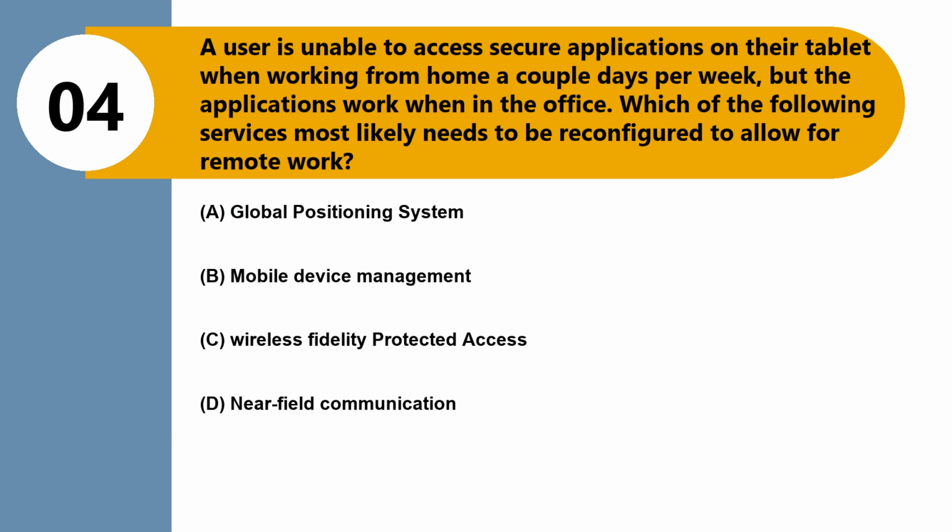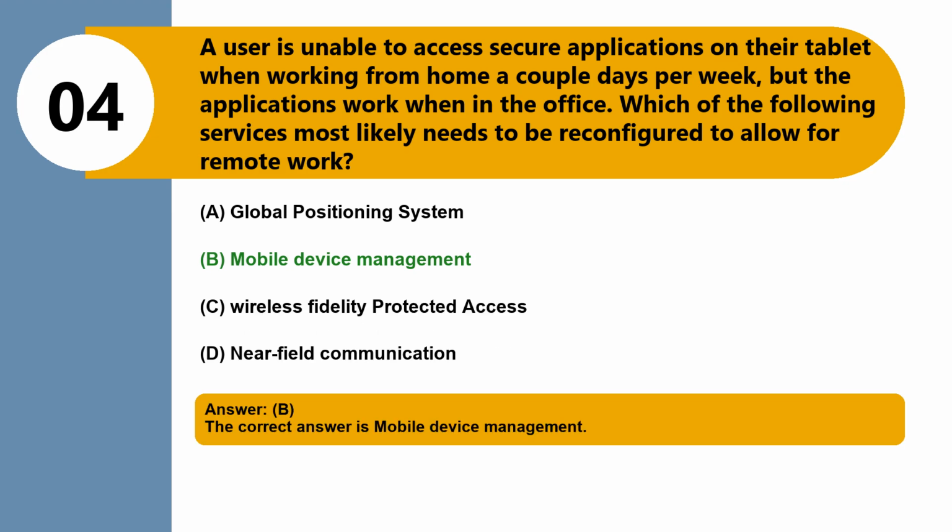Question 4. A user is unable to access secure applications on their tablet when working from home a couple days per week, but the applications work when in the office. Which of the following services most likely needs to be reconfigured to allow for remote work? Option A, Global Positioning System. Option B, Mobile Device Management. Option C, Wireless Fidelity Protected Access. Option D, Near-Field Communication. The correct answer is option B, Mobile Device Management.